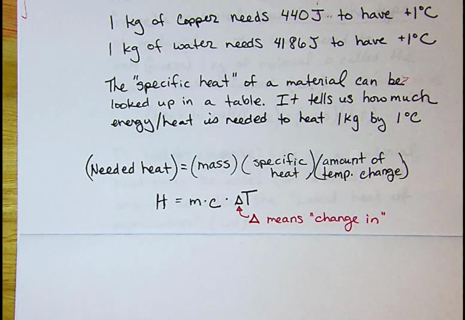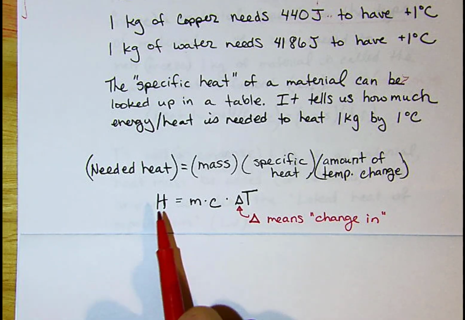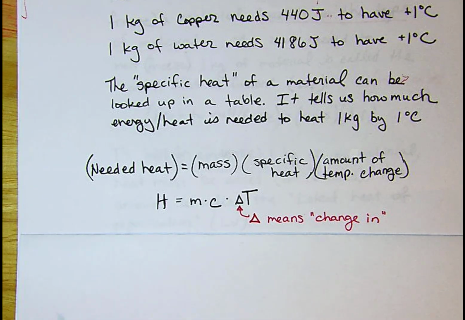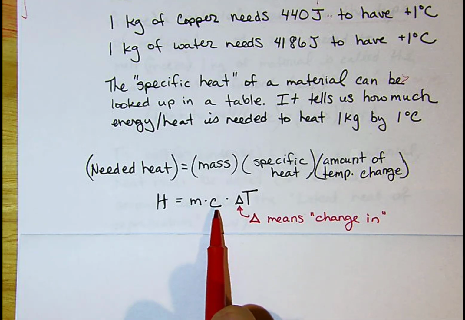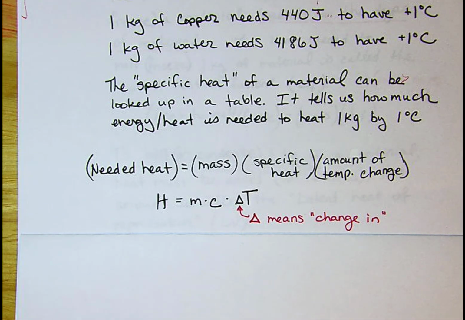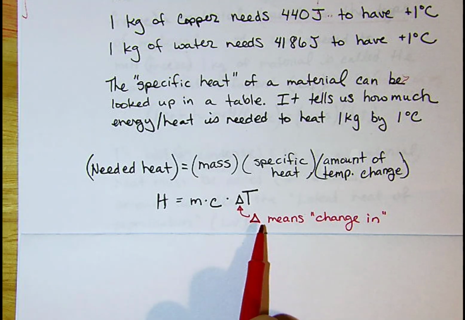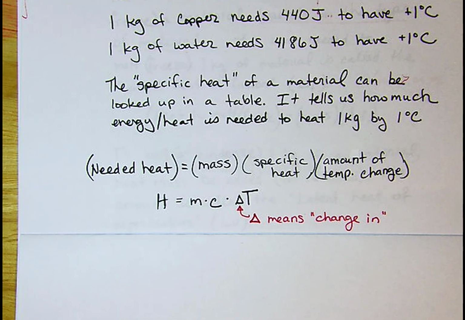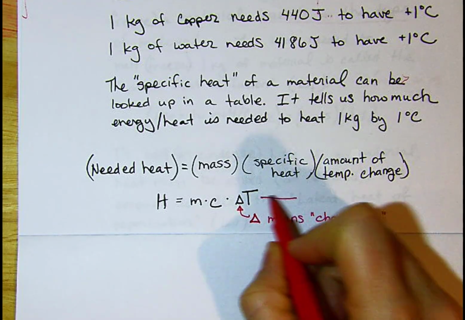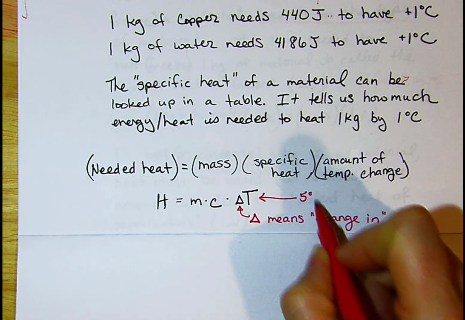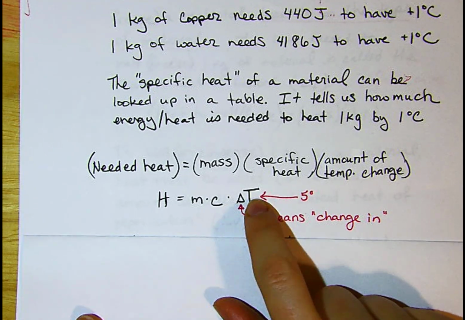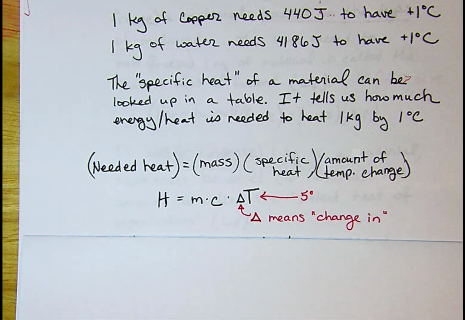If you want to use the shorthand version of it, here you go. Your book uses capital H for heat, little m for mass, lowercase c for specific heat, and delta T. This little triangle is a delta, and it just means change in. So this delta T is change in temperature. So you might just plug in 5 degrees there. We don't just have a T there because then you might accidentally plug in the temperature of the material itself, not the temperature change that you're going for.